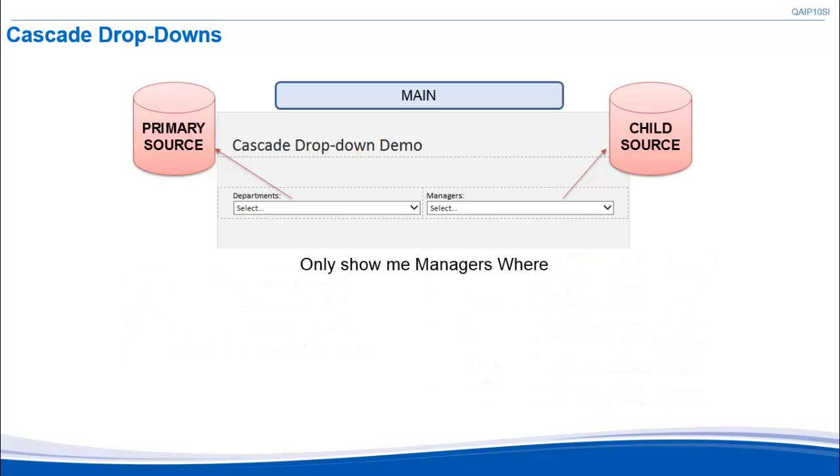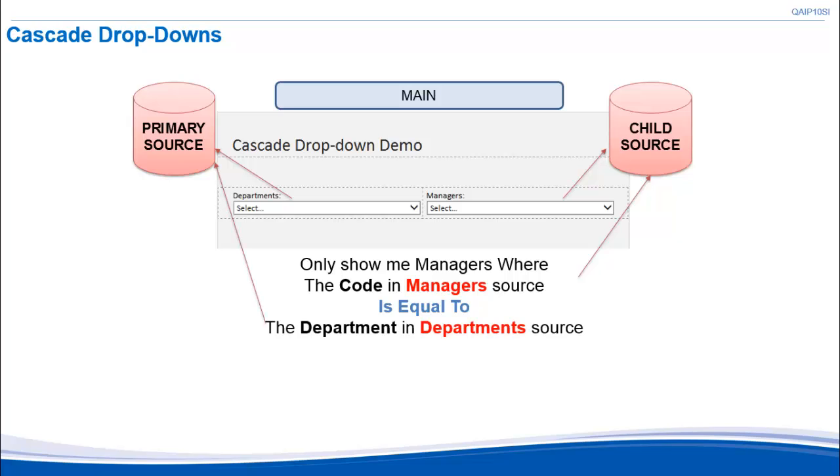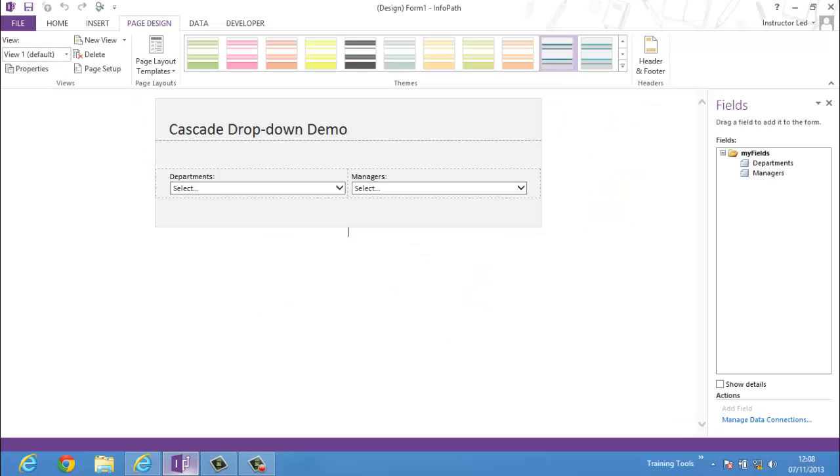Now to do that, I need to create a filter. And that filter is going to say only show me the managers where the code field in the manager source on the right is equal to the department field in the department source on the left. And don't forget, those are the two highlighted yellow areas.